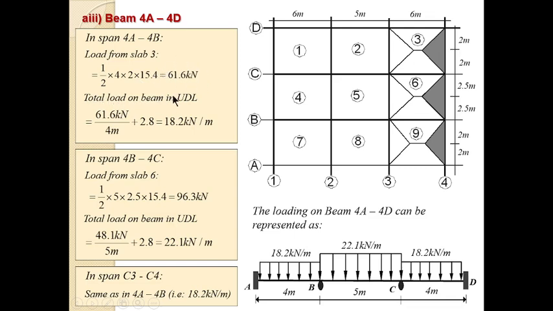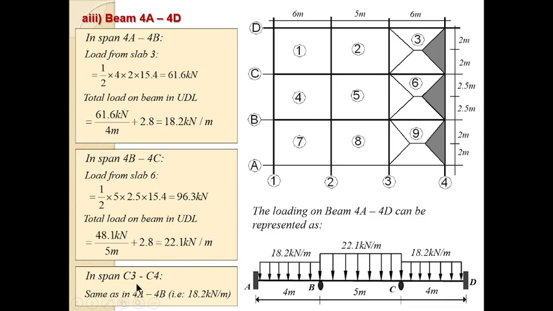And the total load of the beam in UDL will be that one load divided by the 4, which is the length of the beam, and then add the self weight of the beam, and that gives us this. Span 4B, 4C, which is from here to here, you do the same thing. The load from slab 6, this is how it is calculated. And then the total load on the beam in UDL, you divide it by the span, add the self weight of the beam, and that gives us this.